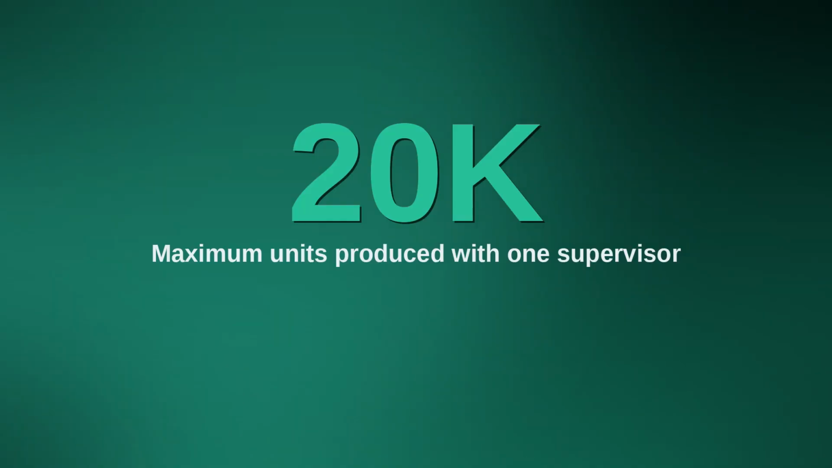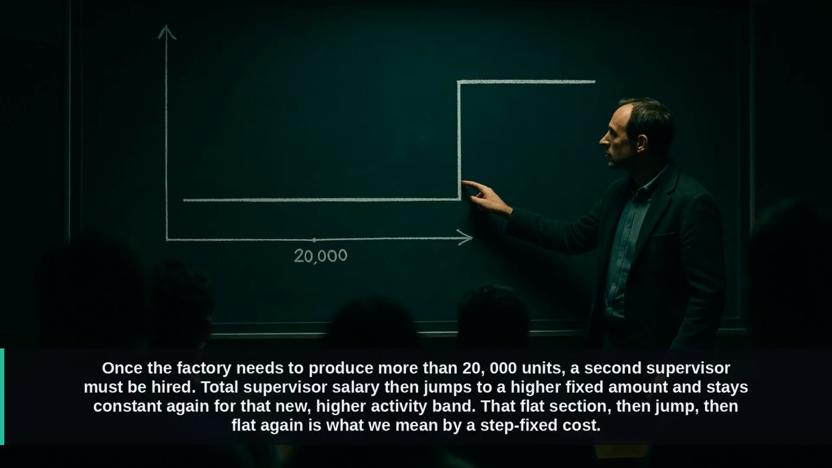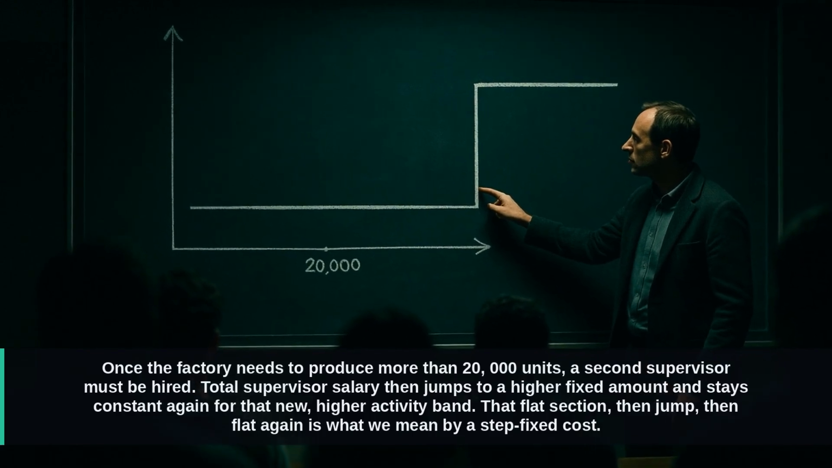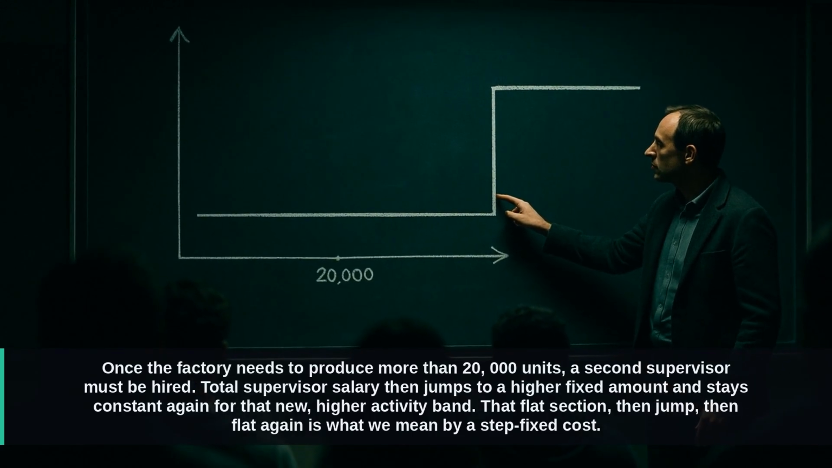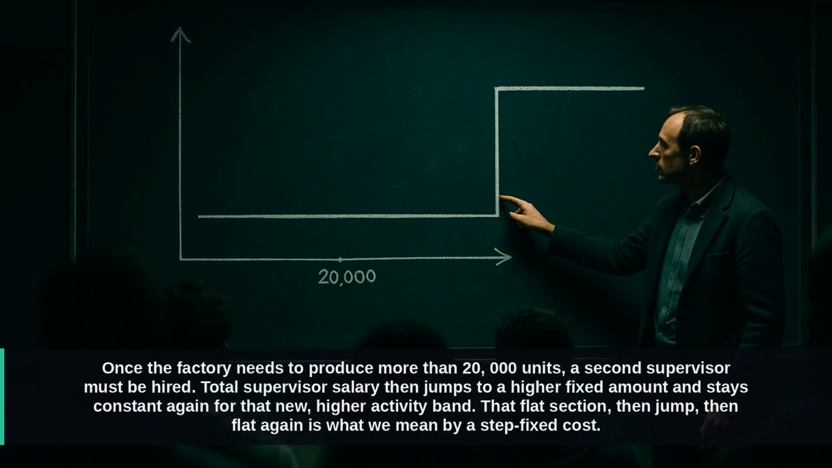In our worked example, one supervisor can oversee production of up to 20,000 units. Any output from 0 to 20,000 units has the same total supervisor salary. So in that range, it is a fixed cost that does not change with more units. Once the factory needs to produce more than 20,000 units, a second supervisor must be hired. Total supervisor salary then jumps to a higher fixed amount and stays constant again for that new higher activity band. That flat section, then jump, then flat again is what we mean by a step fixed cost.